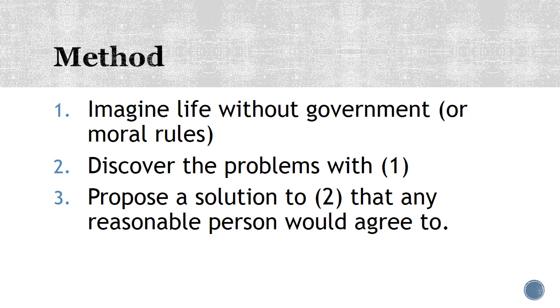And then the idea is, for step three, you propose a solution to the problems that you have without some sort of government or moral code that any reasonable person then would agree to. And that solution is in effect the social contract. It's the thing that everybody would mutually agree upon if they were being at all reasonable.